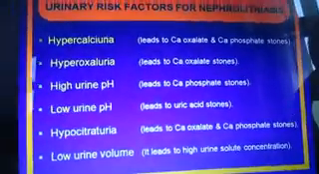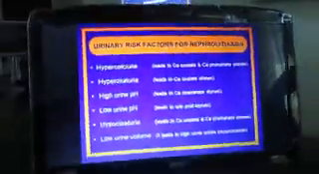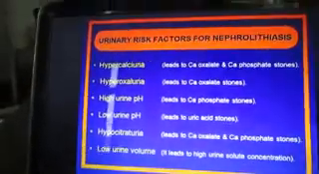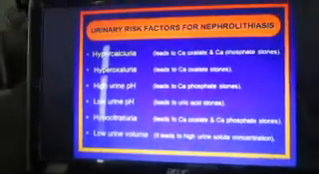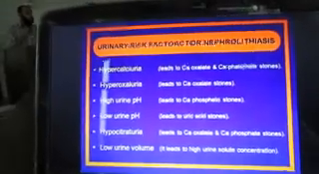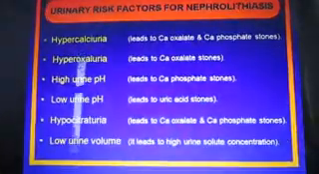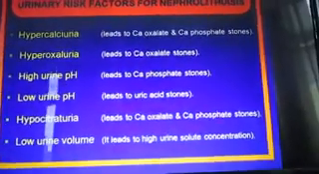Urinary risk factors for nephrolithiasis. First, hypercalciuria leads to calcium oxalate and calcium phosphate stones. Hyperoxaluria leads to calcium oxalate stones. High urine pH leads to precipitation of calcium phosphates and calcium phosphate stones.